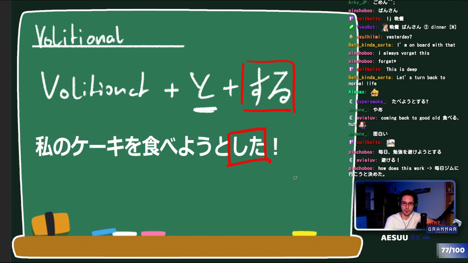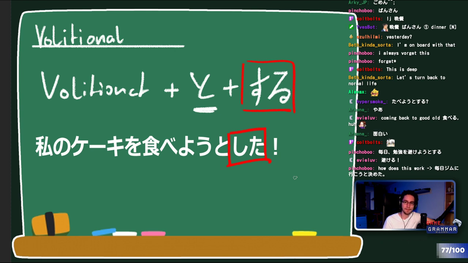ジムに行こうと決めた。How does this work? と決める just means I've decided to do, right? So in this case with と決める, you can just think of to as a quoting particle, and 決める is the thing that you're using as a quoting verb. It's a bit complicated with to.